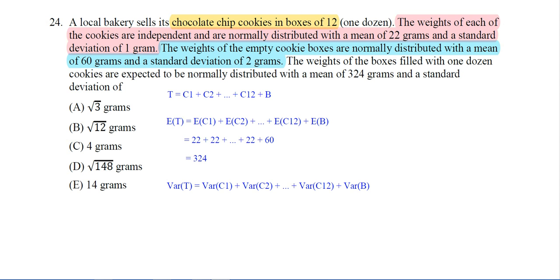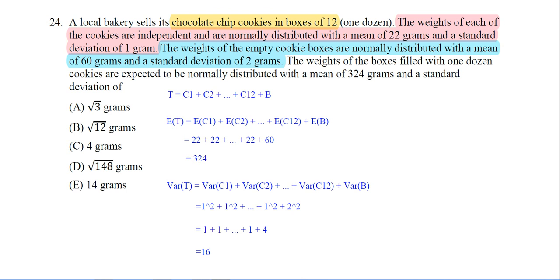Now the relationship between variance and standard deviation is that the variance is just the square of the standard deviation. It's the standard deviation raised to the second power. So the variance from cookie 1 will be 1 gram squared. The variance from any of the 12 cookies is going to be 1 to the second power. The variance from the box is going to be 2 grams raised to the second power. So if you simplify, you just get a variance of 1 for each cookie and a variance of 4 for the box. And you add that up, 12 plus 4 is 16. So we have a total variance of 16.